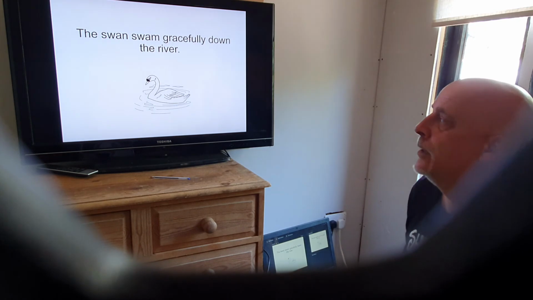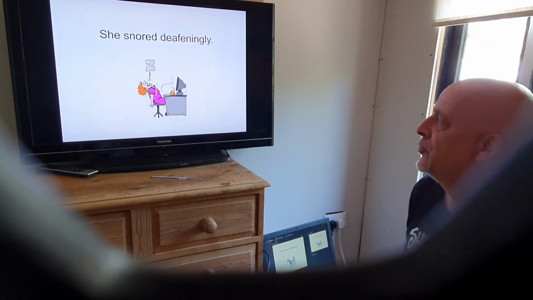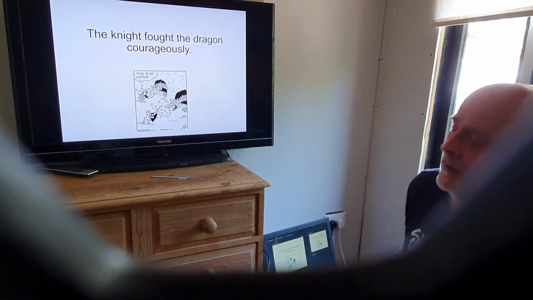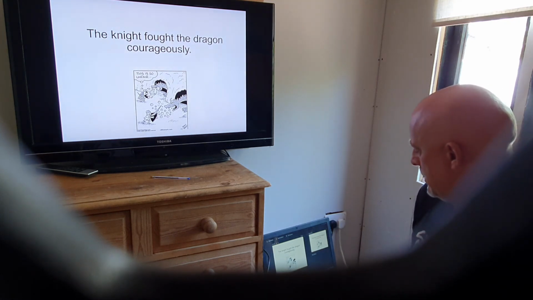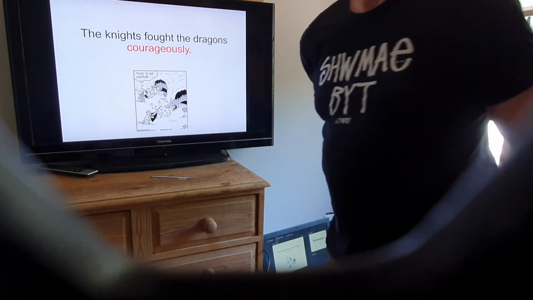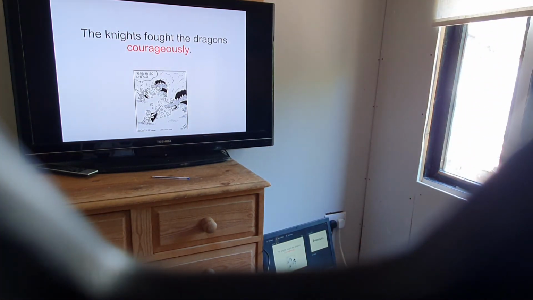The swan swam. How did it swim? Gracefully down the river. She snored. How did she snore? Deafeningly. The knight fought the dragon. How did he fight the dragon? Courageously. And that there will help you to recognise your adverbs.